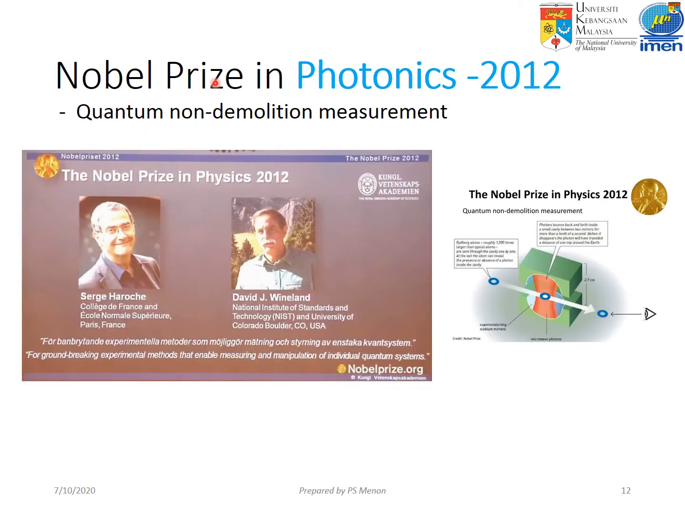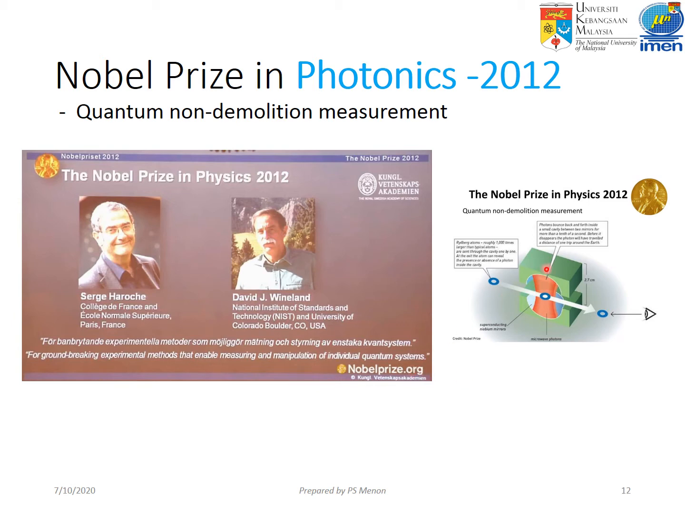Nobel Prizes in Photonics. In 2012, two researchers, Serge Haroche and David J. Wineland, one from France and the other from the USA, received the Nobel Prize in Physics for quantum non-demolition measurement. Basically, their Nobel Prize is for groundbreaking experimental methods that enable measuring and manipulation of individual quantum systems.